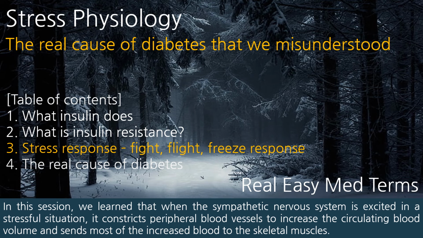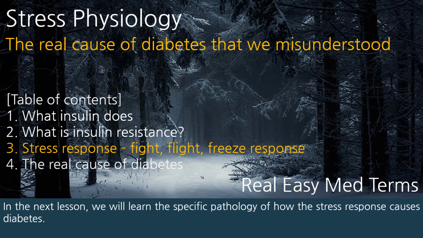In this session, we learned that when the sympathetic nervous system is excited in a stressful situation, it constricts peripheral blood vessels to increase the circulating blood volume and sends most of the increased blood to the skeletal muscles. In the next lesson, we will learn the specific pathology of how the stress response causes diabetes.